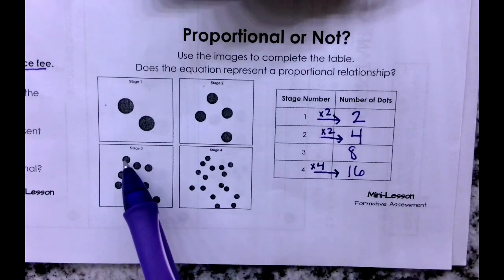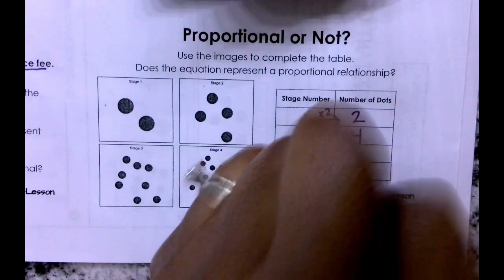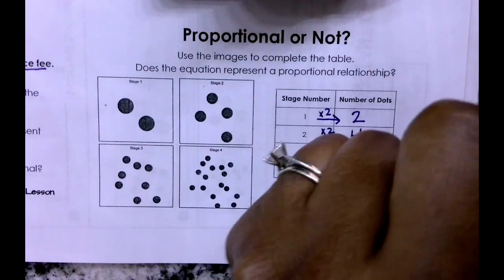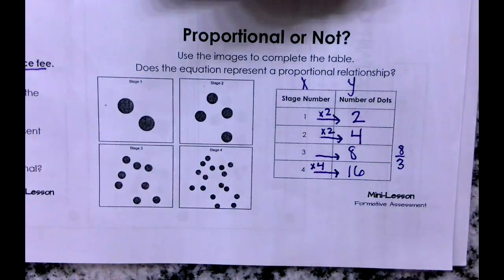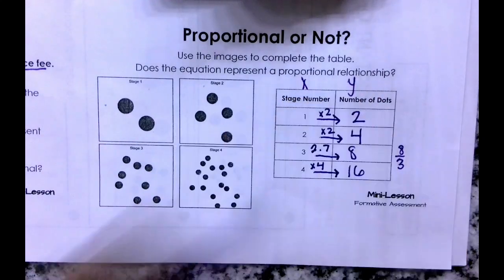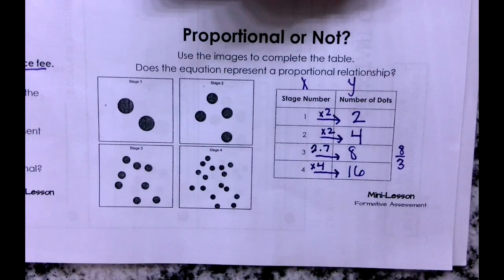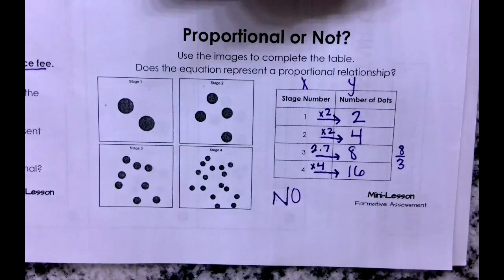Well, wait a second. I want to make sure this one was 8. 1, 2, 3, 4, 5, 6, 7, 8. Yes. I'm actually not even sure 3 times what is 8. I could figure it out by doing y over x, or 8 over 3. And you end up getting 2.666667, so it's kind of just like times 2.7. But basically you can see there's no consistency to this. There's no constant pattern. You can't just say the number of dots is going to be 3 times the stage number, or 5 times the stage number. So this is not a proportional relationship, okay?